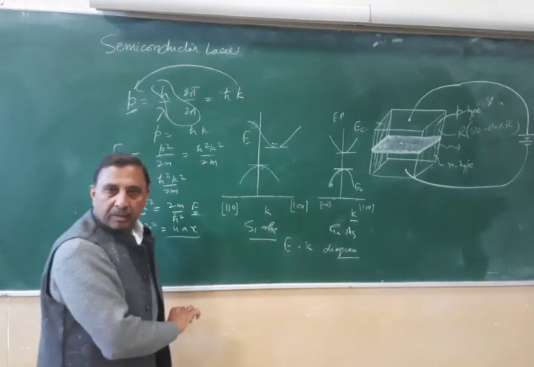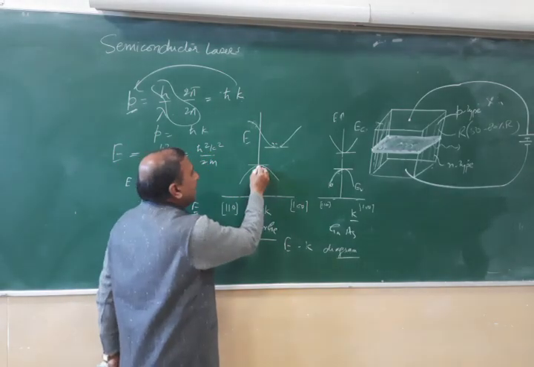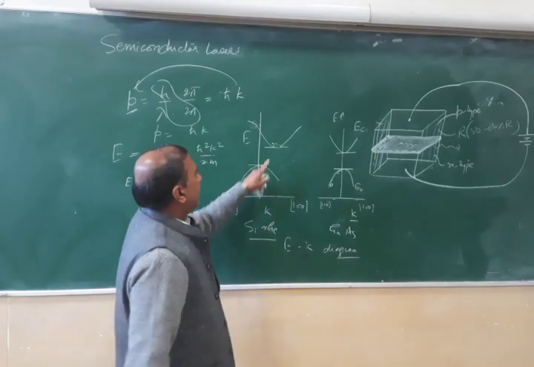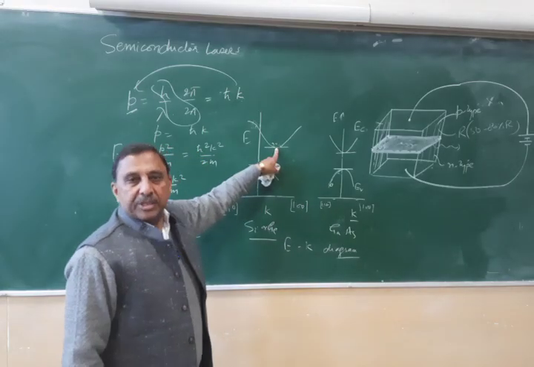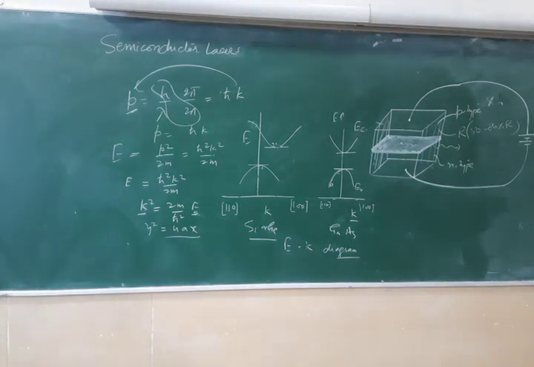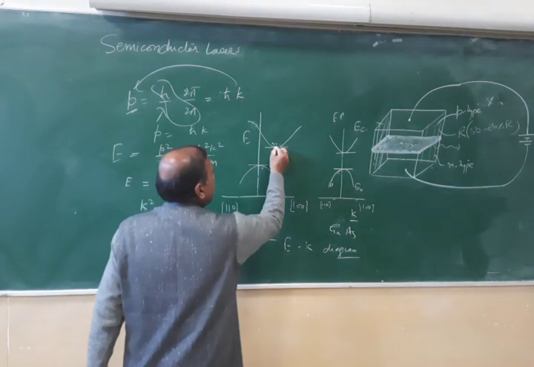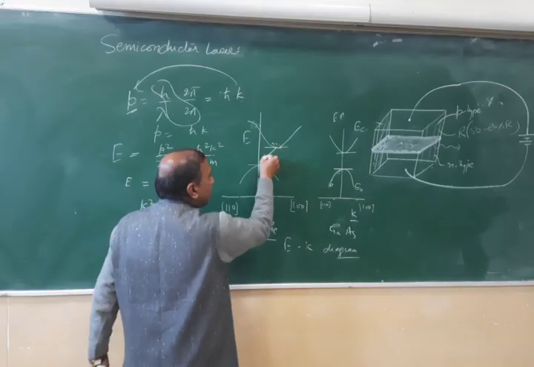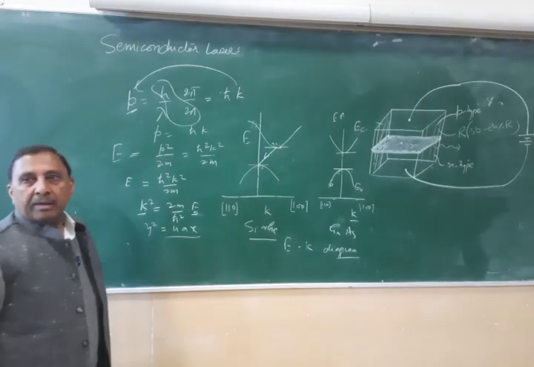Okay, so inside the crystal all holes will get accumulated near the top of the valence band. Okay, and all electrons accumulated here near the minima of the conduction band. And whenever there is transition from conduction band to valence band, it will be from minima of the conduction band to maxima of the valence band.